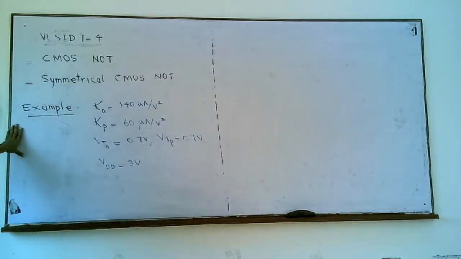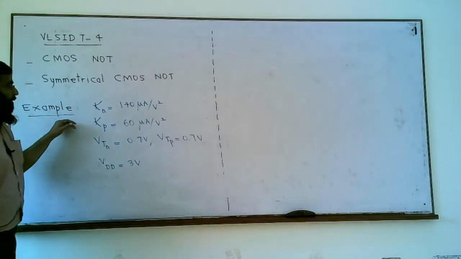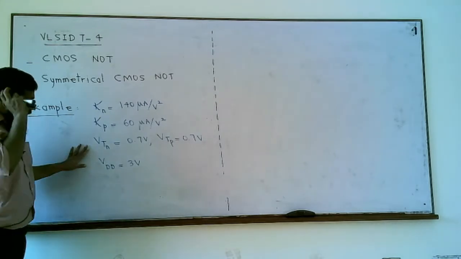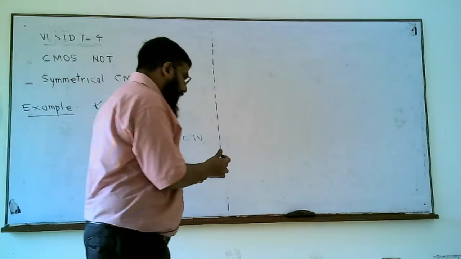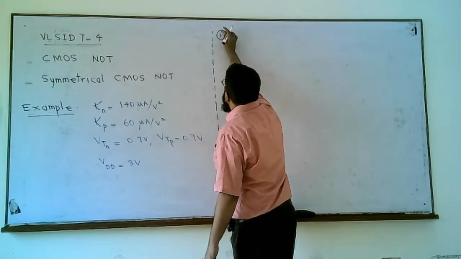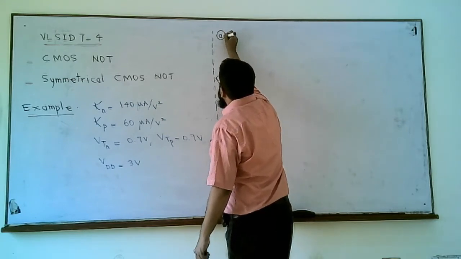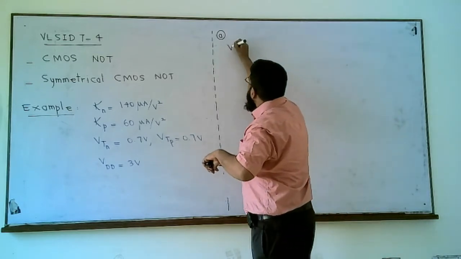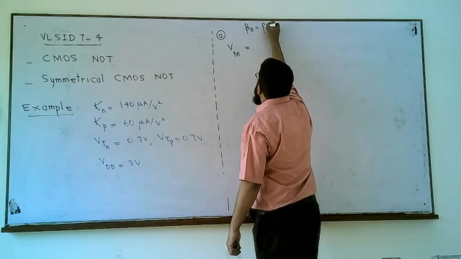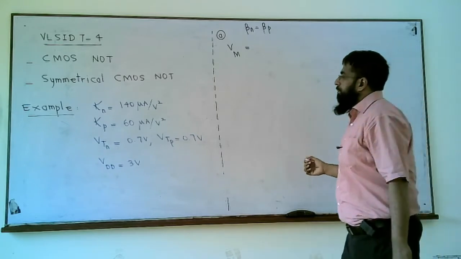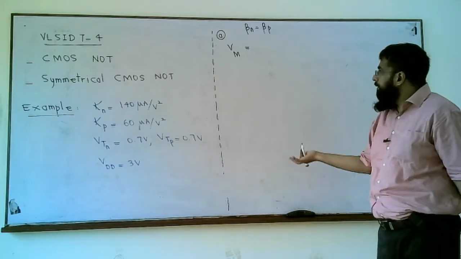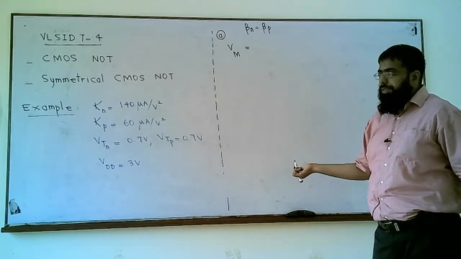In this lecture we are going to study an example where we are given the process transconductance values kappa n, kappa p, the threshold values Vtn and Vtp, and Vdd. In fact the problem has two parts. In the first part, part A, we are asked to calculate Vm given that beta n is equal to beta p. So that's simple. Vtn is already equal to Vtp, and of course we are going to reach a value equal to Vdd by 2.